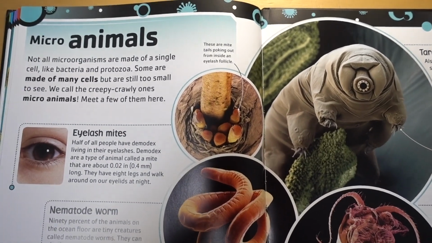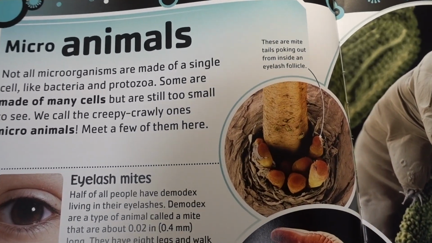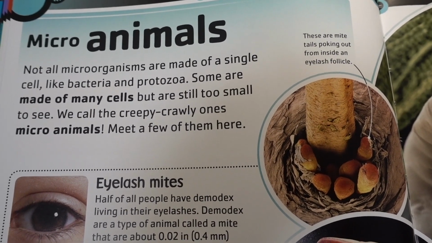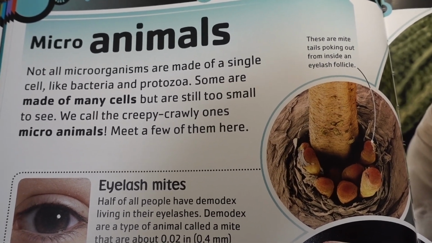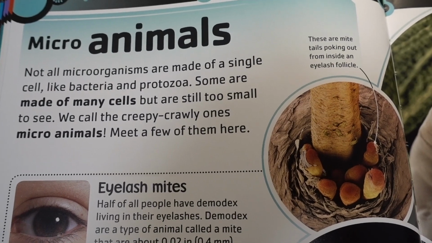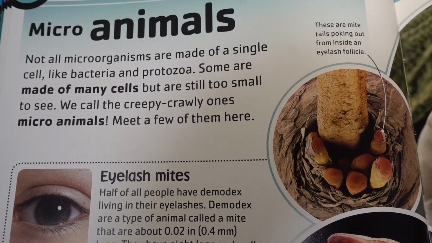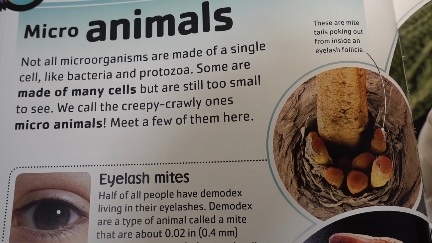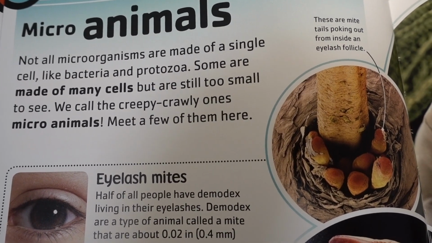Microanimals. Not all microorganisms are made of a single cell, like bacteria and protozoa. Some are made of many cells, but are still too small to see. We call the creepy-crawly ones microanimals. Meet a few of them here.